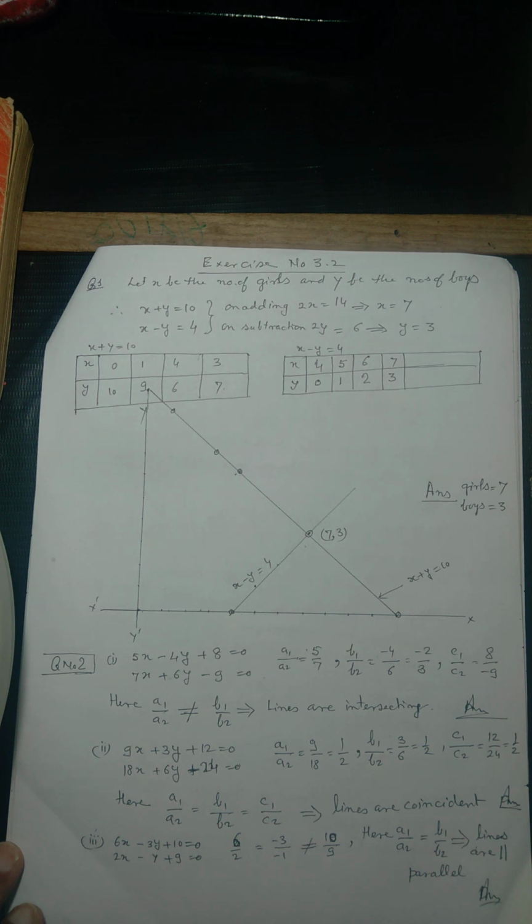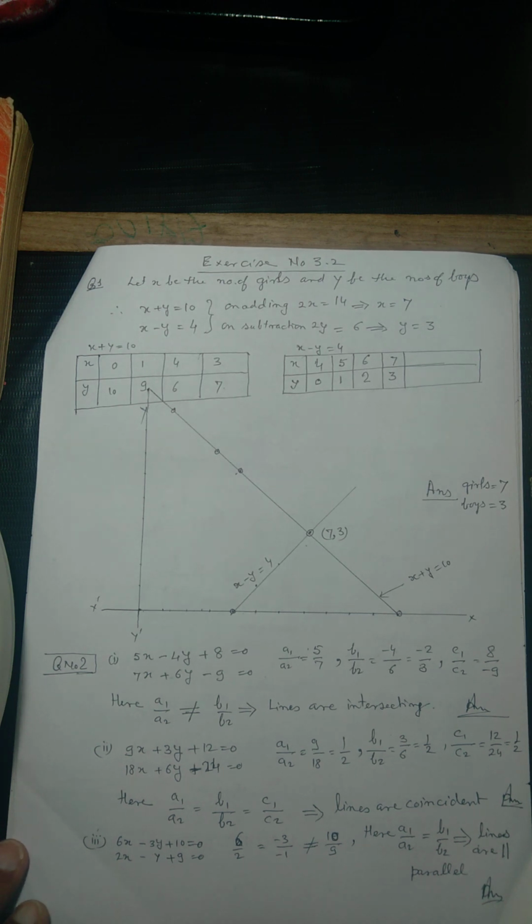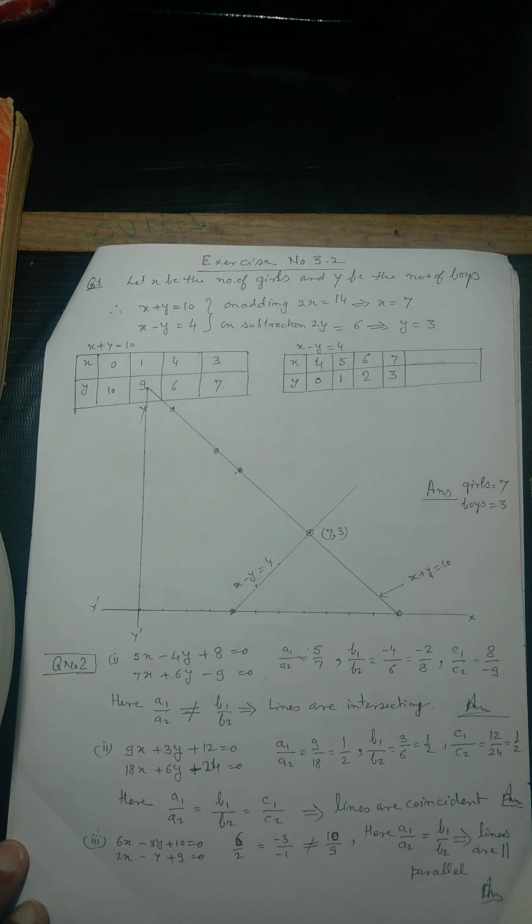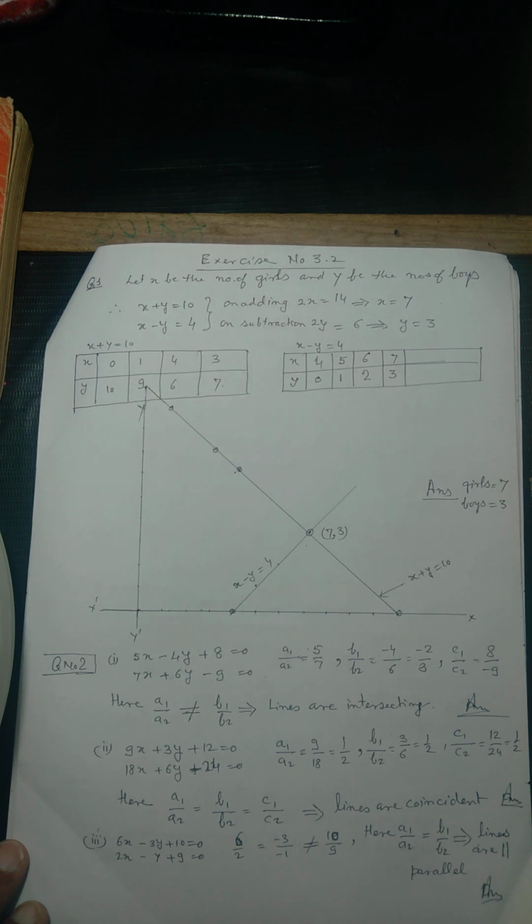5 pencils and 7 pens together cost rupees 50, and 7 pencils and 5 pens together cost 46. You can solve these questions by yourself because they are very simple. Take the cost of a pencil as x and the cost of a pen as y, form the equations, and the total sum will be 50.